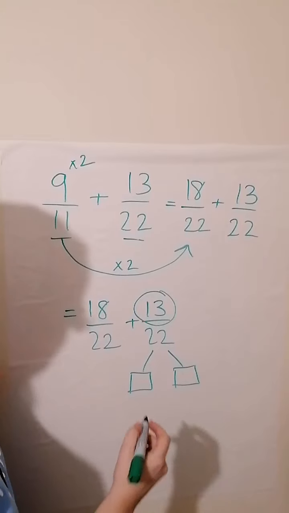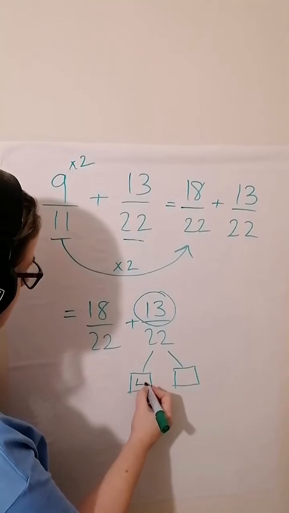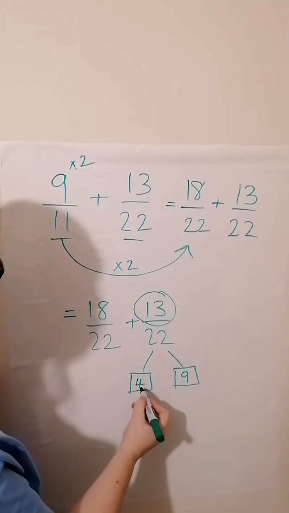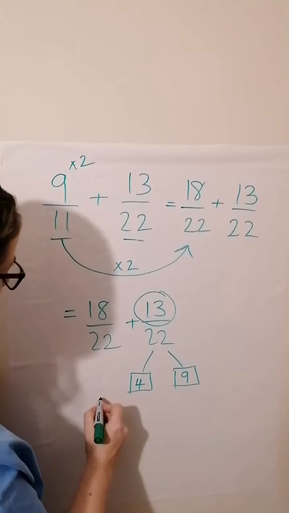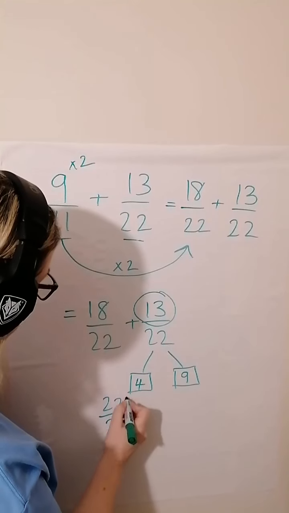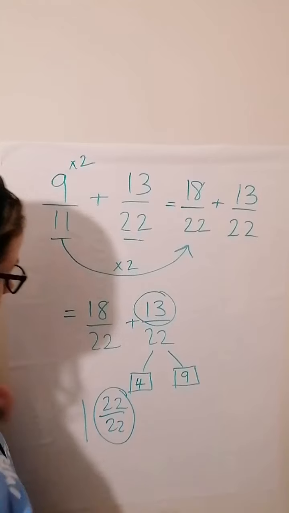And I'm going to take 4 away from that. So I'm going to have 4. 4 off 13 leaves me 9, okay? The 4 I'm going to combine with the 18. So I'm then going to have 22 over 22, which essentially is one whole.